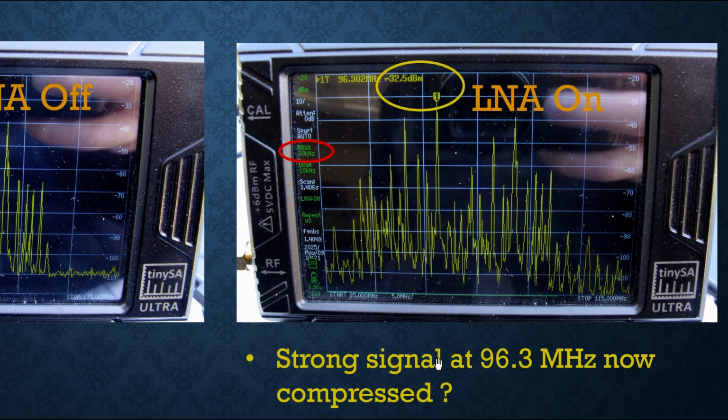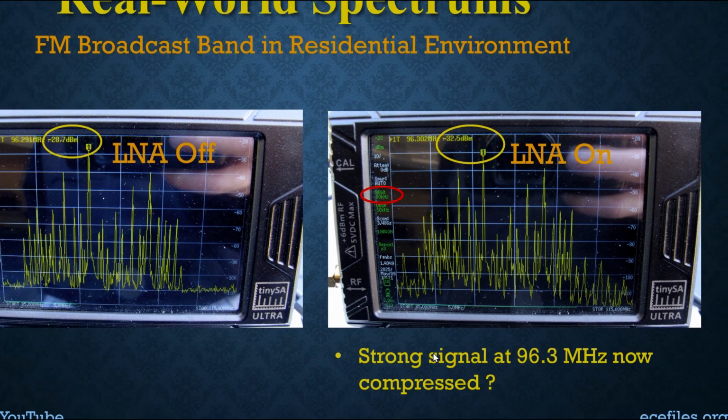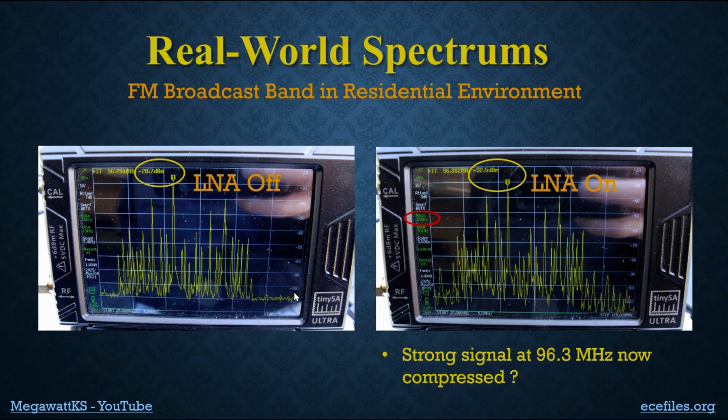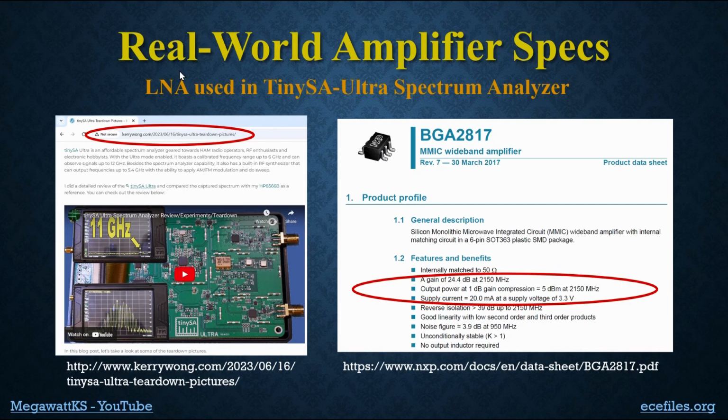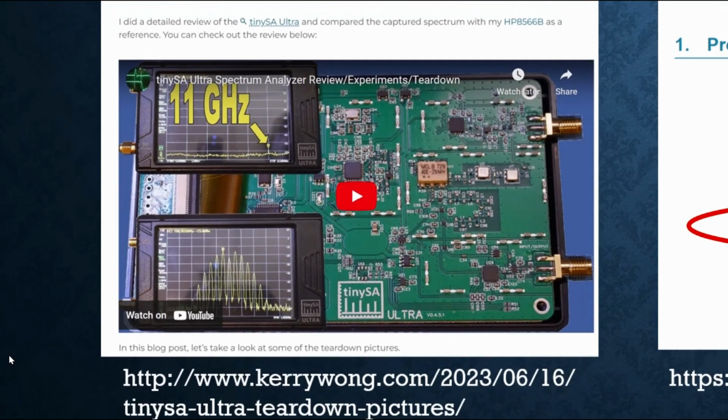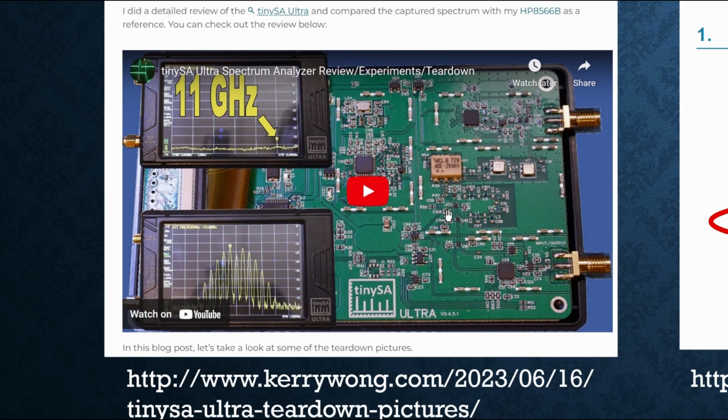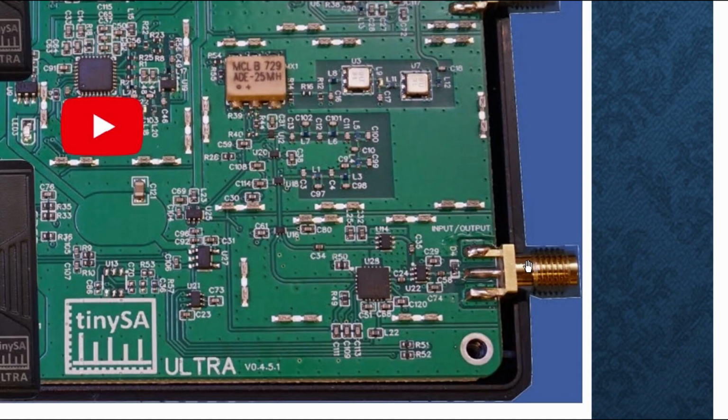Well, let's find out, or at least attempt to find out. Let's look at what's inside this guy. This is going to be fun. I wanted to get information on the amplifier that's used in the Tiny SA Ultra Spectrum Analyzer, so I looked for what's called a teardown. Kerry Wong has a nice teardown page here, and you can see the circuitry. He actually identifies the chips here.